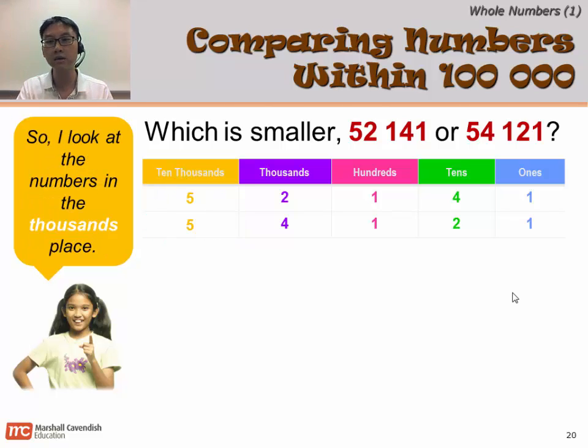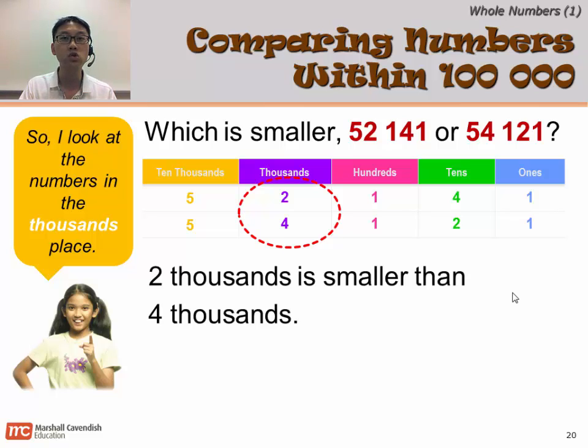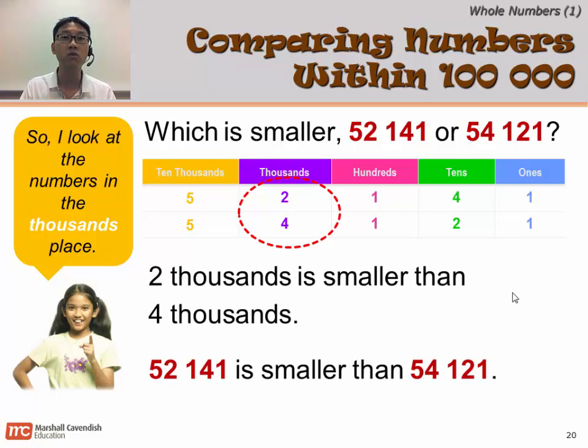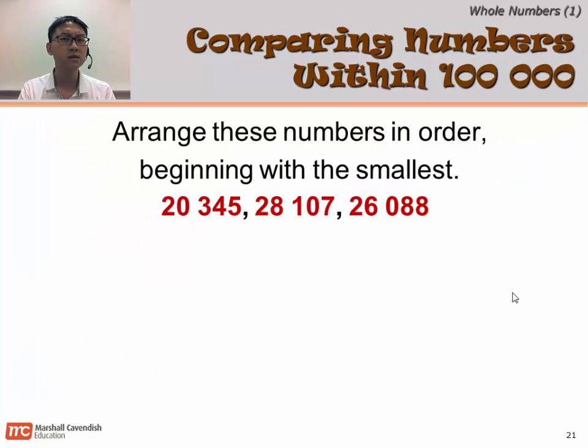So we look at the numbers in the next place value. If the biggest place value cannot give us the answer, we look next door. So I'm going to look next to it, the thousands place. So 2,000s is smaller than 4,000s. So that's the reason why 52,141 is smaller than 54,121. You don't worry about the rest. Just compare the biggest place value, and if it cannot decide, compare the next. If the second place value is still the same for both numbers, then you keep comparing down until you reach the ones place.